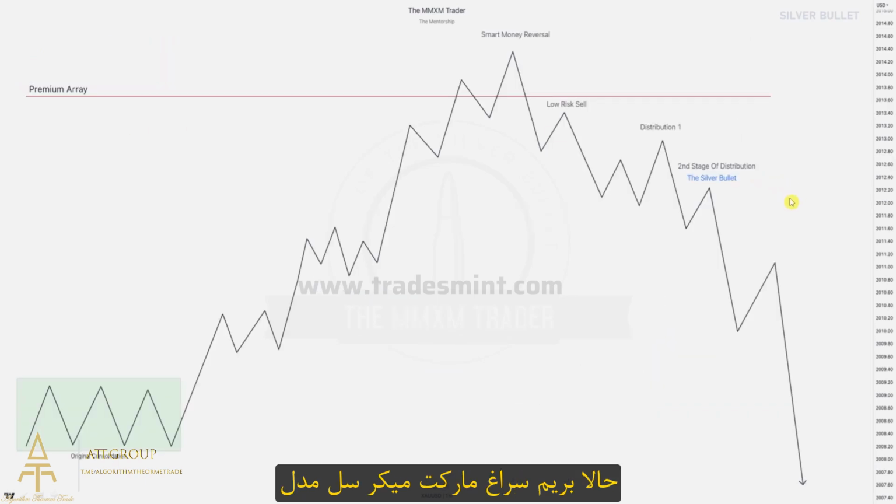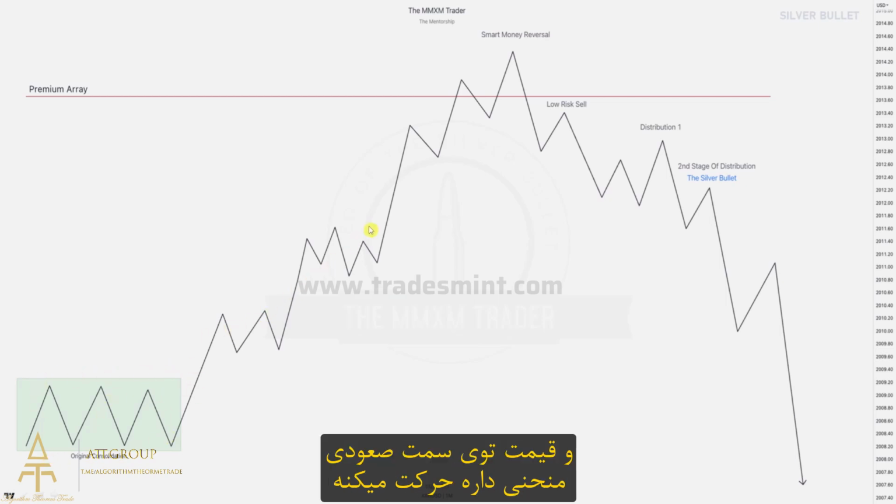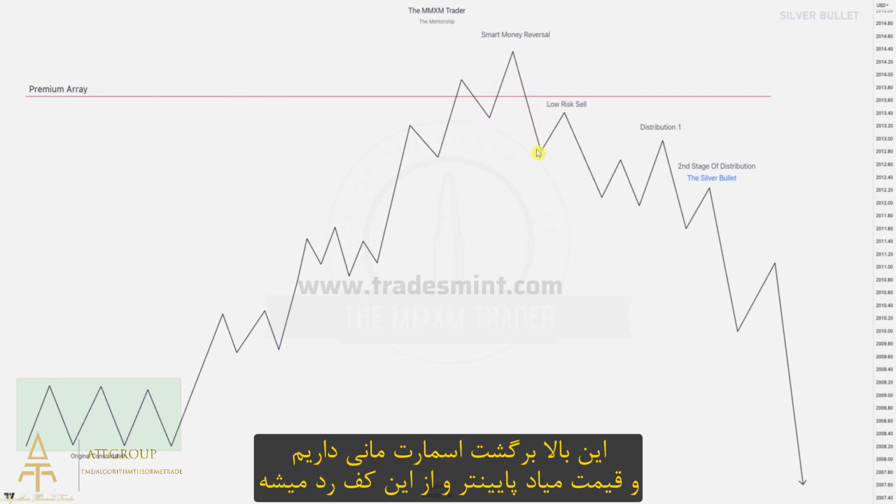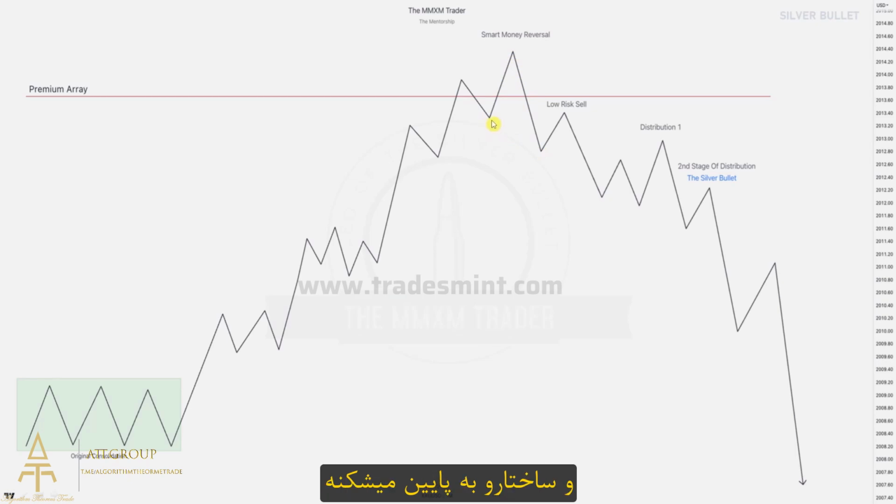Now for a sell model, same thing, only inversed, right? We've got that original consolidation to the bottom over here, going into buy side of the curve, and we need to hit a key level, right? So smart money reversal over here, dropping below this market structure low, creating a break of structure. Low risk sell occurs over here, and then we go into the first distribution phase.